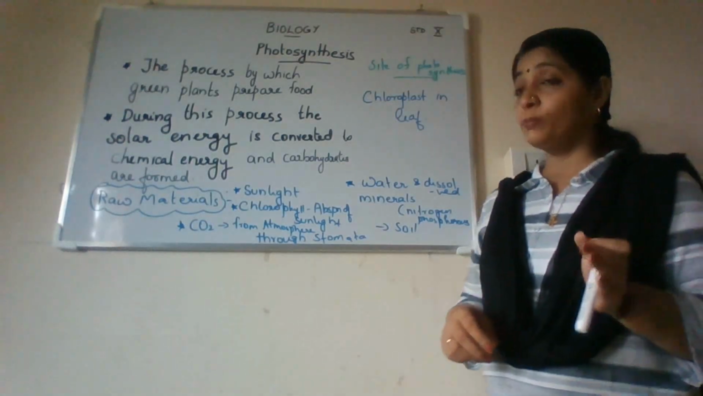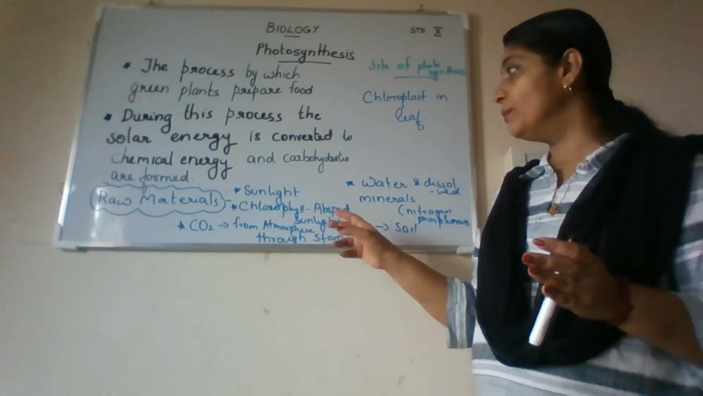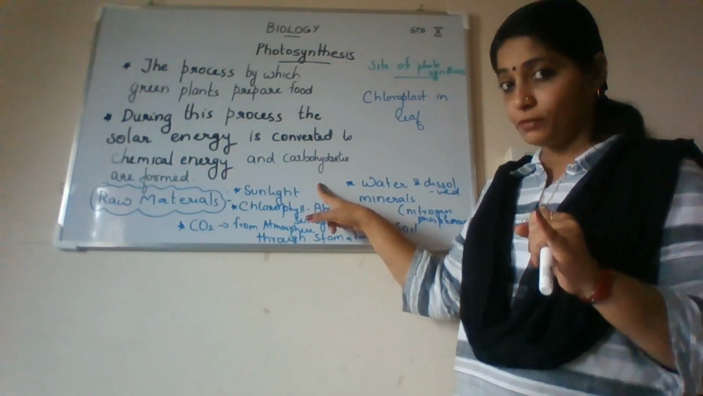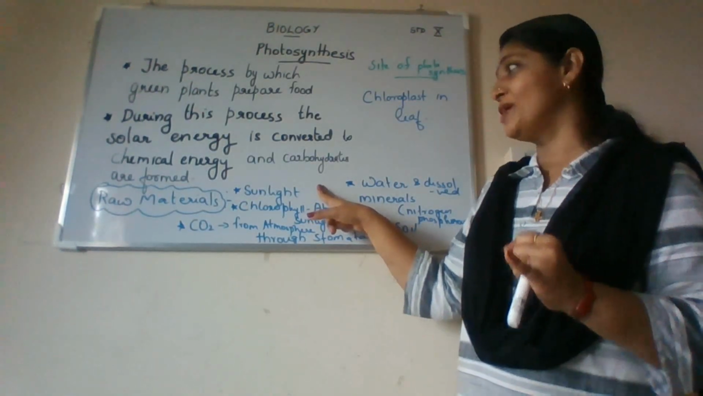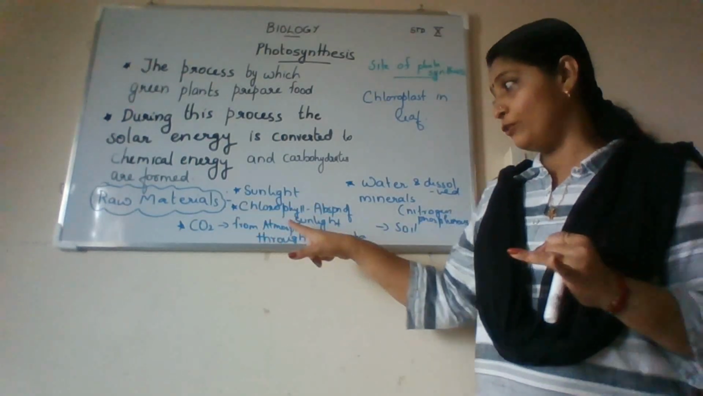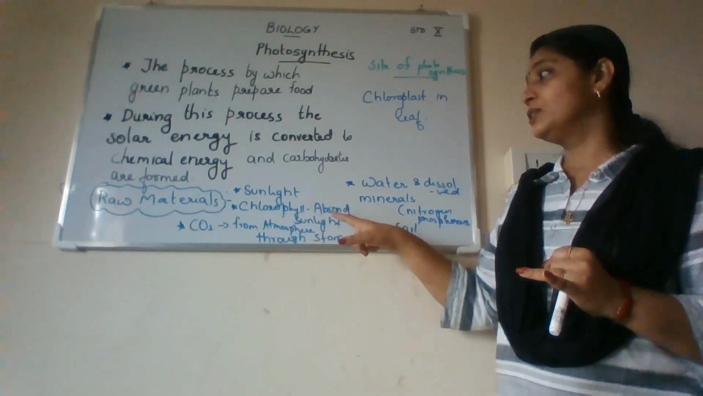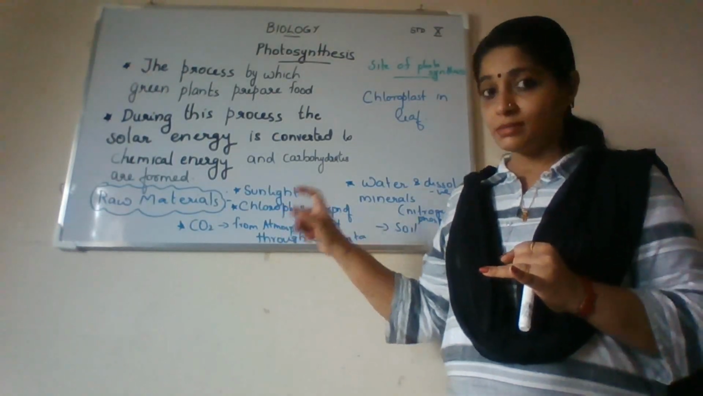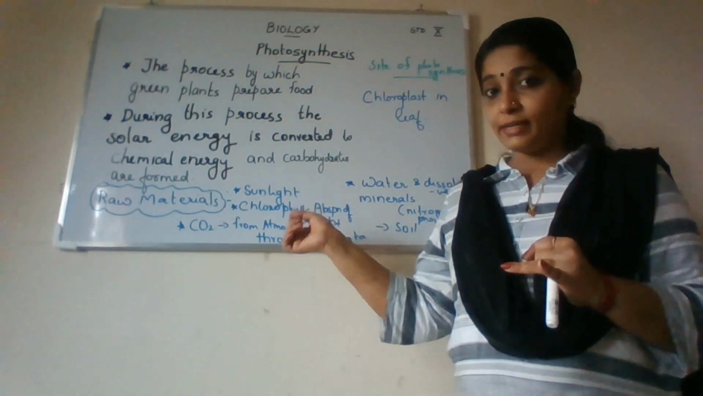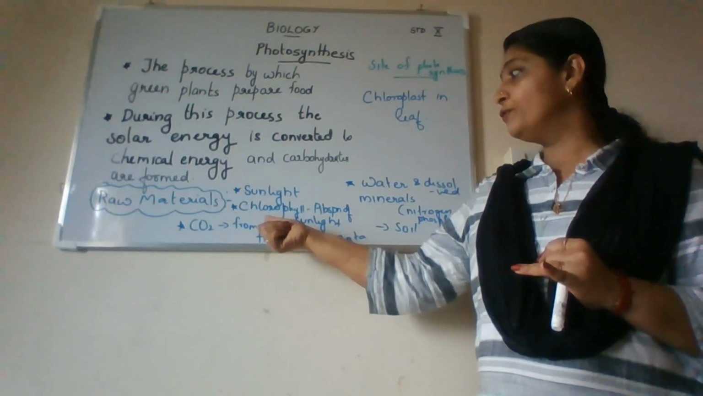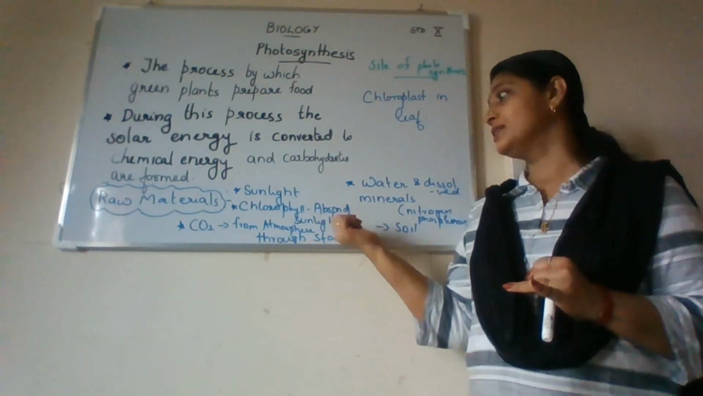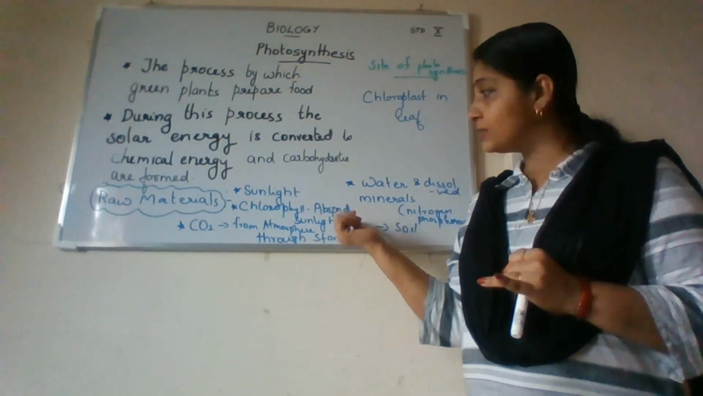The major raw materials involved in the process of photosynthesis are sunlight, which is the main part of photosynthesis, and chlorophyll. Chlorophyll is a green pigment present in the leaves, and chloroplast is the cell organelle which contains chlorophyll. Chlorophyll is needed for photosynthesis, and the main role of chlorophyll is the absorption of sunlight.